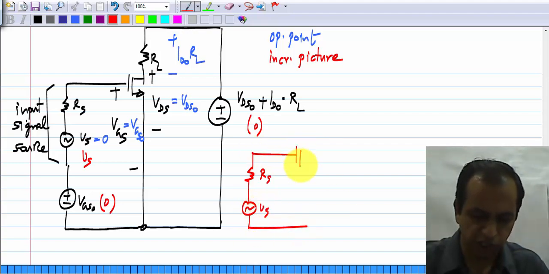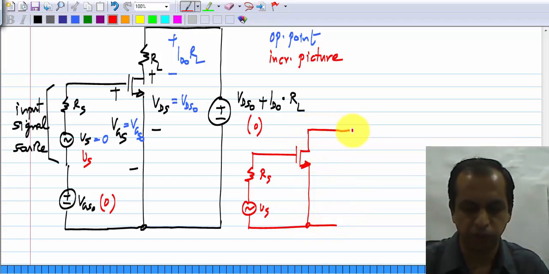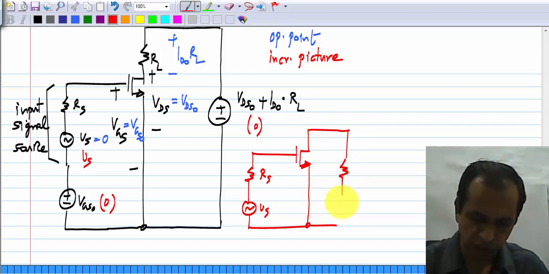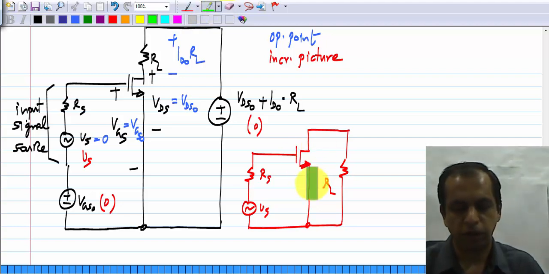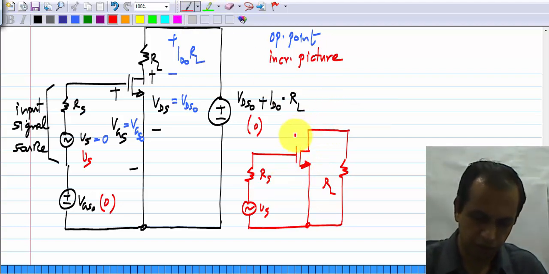And again, I will show the MOS transistor here. It means that for incremental calculations, you have to substitute the small signal or incremental equivalent of the MOS transistor. Okay.